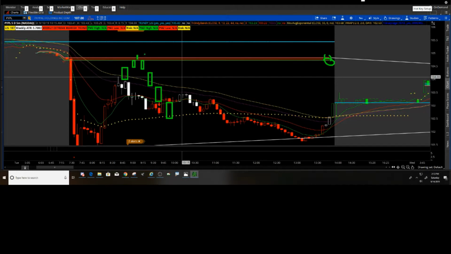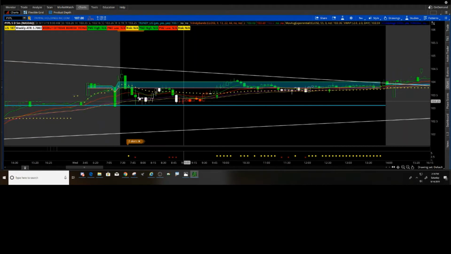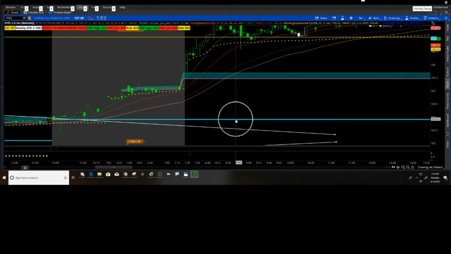What's going to be my target? Right? So that's the test. Your target's going to be the line in the sand. The reason why the PMZ is red is because it's a gap down underneath the line in the sand. The reason why your PMZs are green is because it's a gap up above the line in the sand. Green, gap up above the line in the sand.